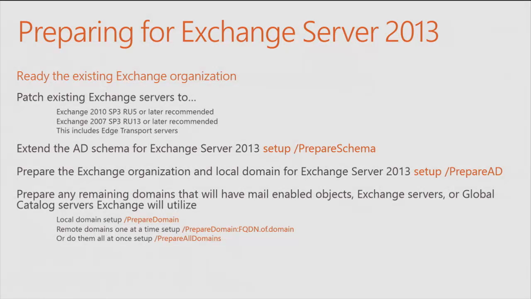So it might be a double hop there if you're not already on SP3. Like usual, we then have to go and prepare Active Directory, get the organization updated to the latest Exchange version, go and prepare our domains so that if we have a multi-domain forest, we then go and prepare all the domains that might have global catalogs Exchange uses, you might deploy Exchange servers in, or it might have mail-enabled objects. When you run prepare AD, it's going to prepare the local domain for you, so you'll only have to do the prepare domains part if you have multiple domains in your forest.